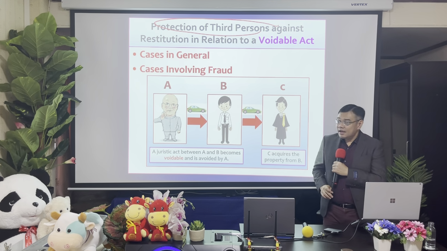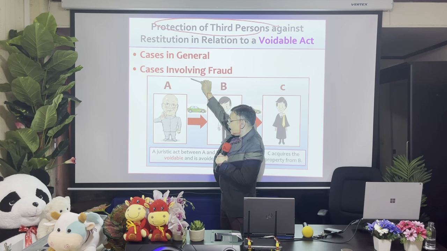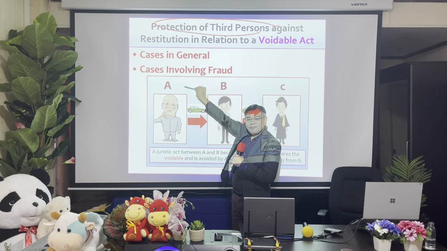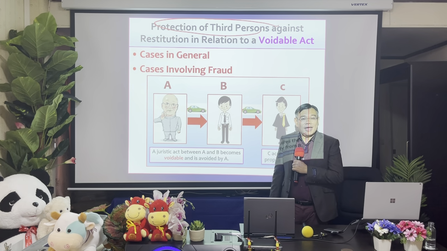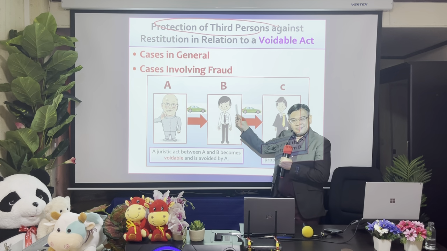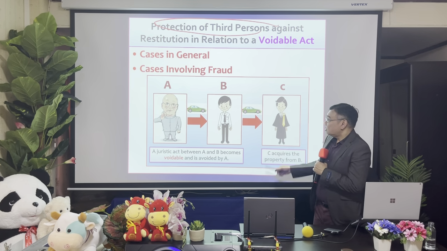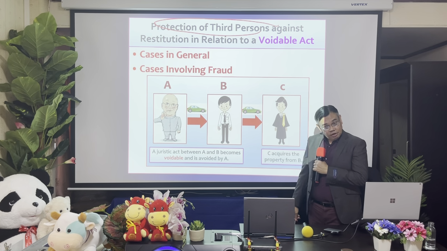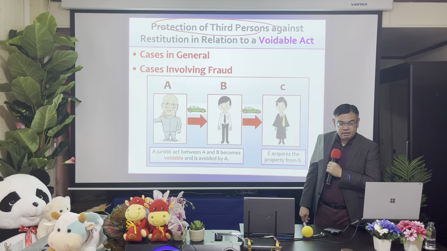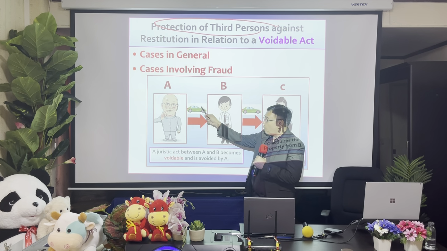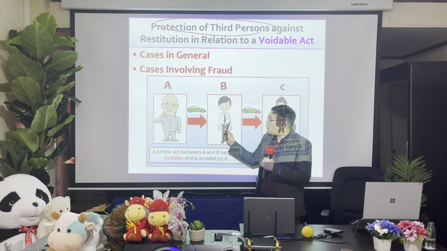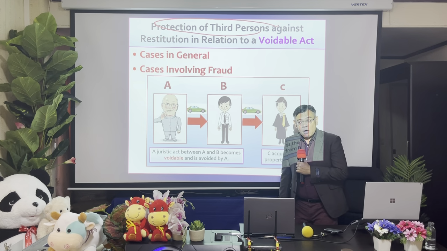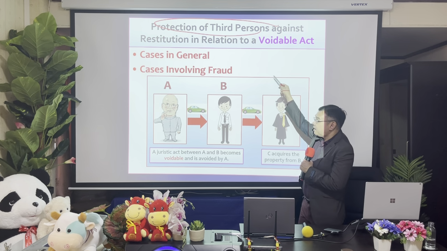We have seen that when a juristic act between the two parties becomes voidable and is subsequently avoided, there may be restitution. But one thing we have seen is that restitution may be impossible because the property in question, which has been received and which is required by law to be returned, is now in the hands of a third party or third person.